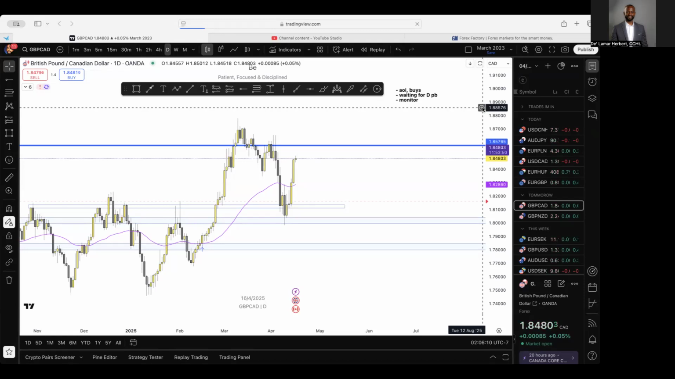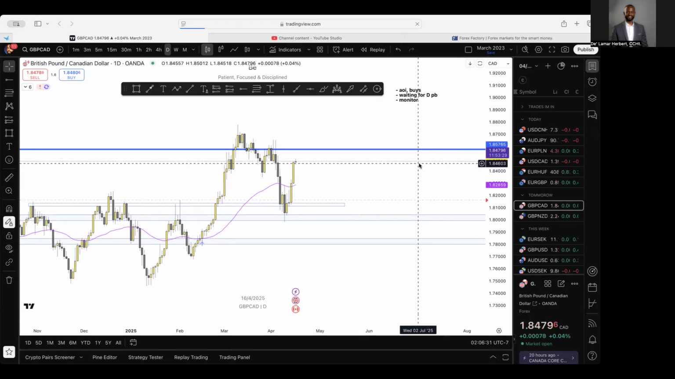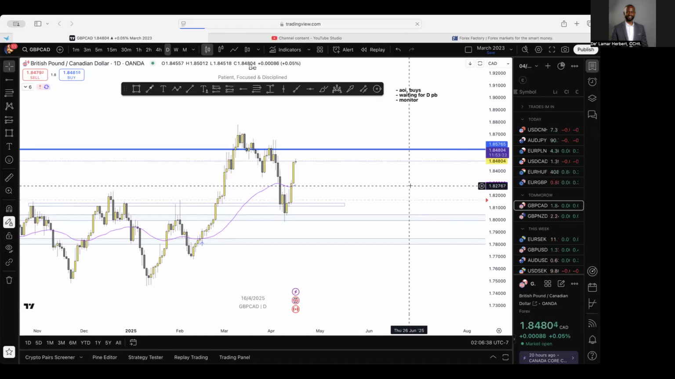I am trying a different color today. Just wanted to switch it up, give my eyes a little break from the red and blue that I'm used to. And today we got gray and yellow. But yeah, this is still the same strategy. So today, daily outlook, daily breakdown for today, April 16th, 2025, Wednesday.